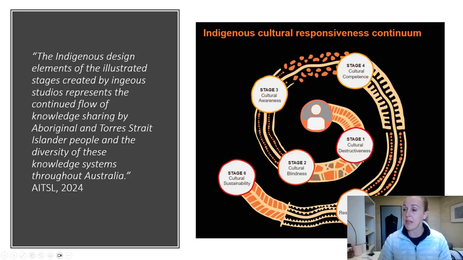And the beautiful design that you see there was created by Indigenous Studios, I hope I'm saying that right. And it shows that continued flow of knowledge in the spiral, which is a really interesting part of Aboriginal and Torres Strait Islander views about knowledge as well, and how knowledge is shared. So that comes from AITSL, and I encourage you to pursue that reference to do some self-evaluation if you are or aspire to be a teacher here in Australia.